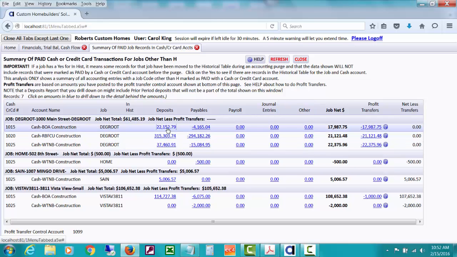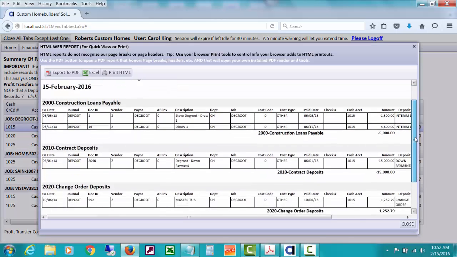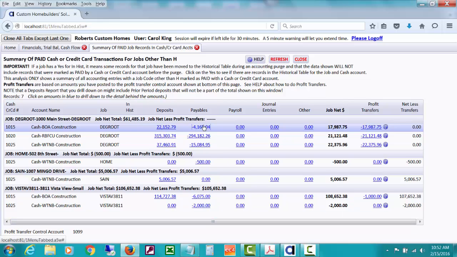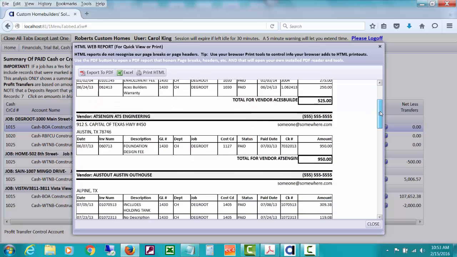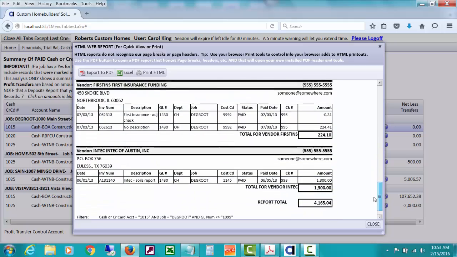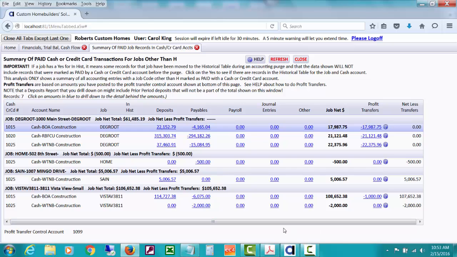And you can drill down, like I could drill down on this and I could see what deposits were posted and the total of them, what kind of deposits they were for that job. I could also drill down, most of our checks looks like was written in the other checking account, but I can see what vendors were paid, how much they were paid, and get a list of the payables that were posted to that checking account.